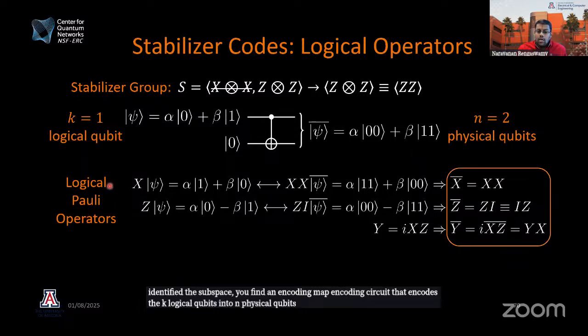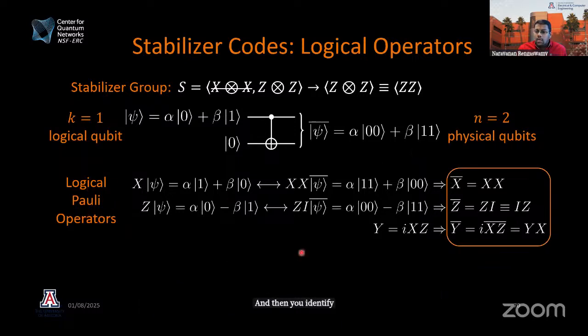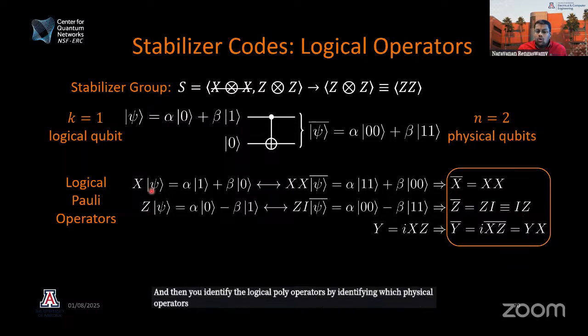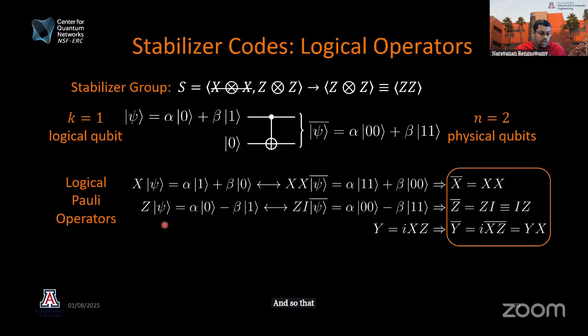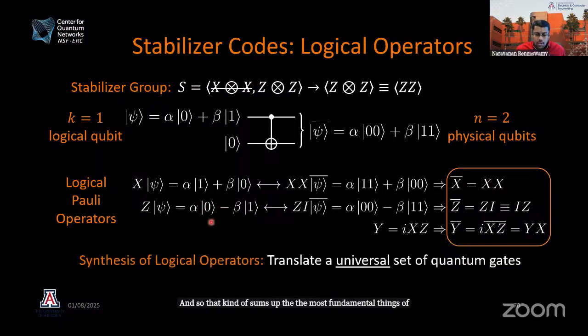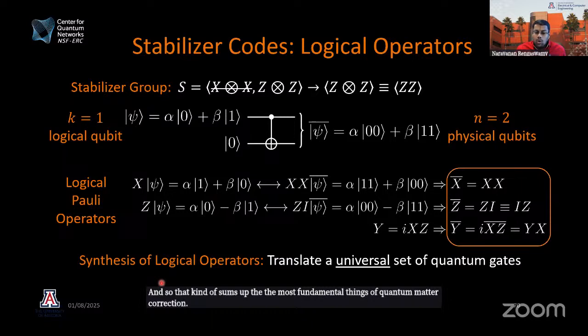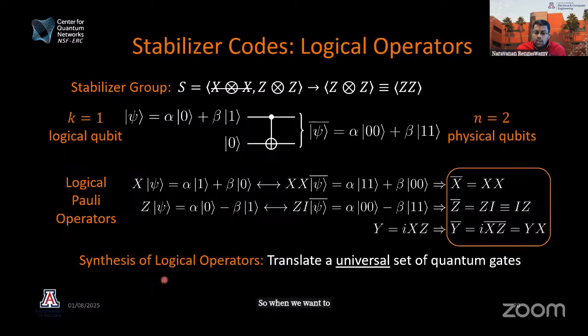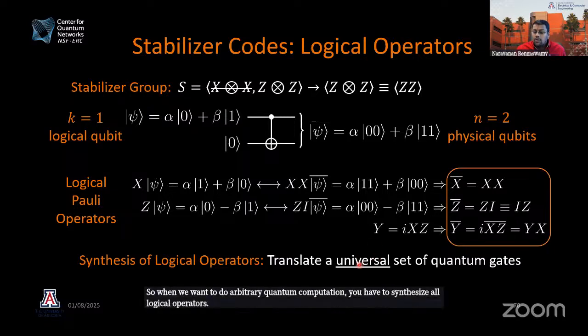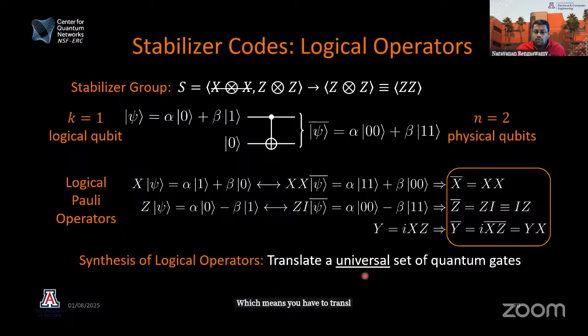And then you identify the logical Pauli operators by identifying which physical operators do the logical X and logical Z on your logical qubits. That sums up the most fundamental things of quantum error correction. When we want to do arbitrary quantum computation, you have to synthesize all logical operators, which means you have to translate a universal set of quantum gates.